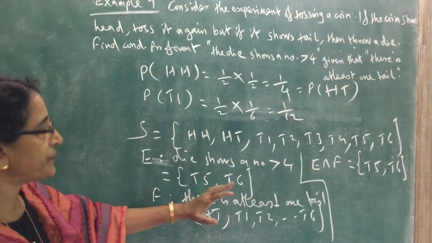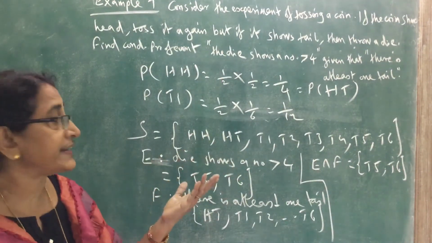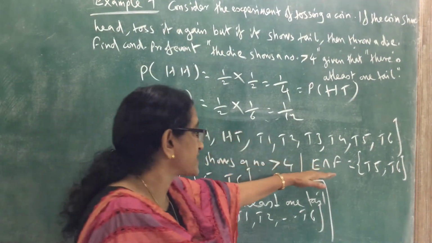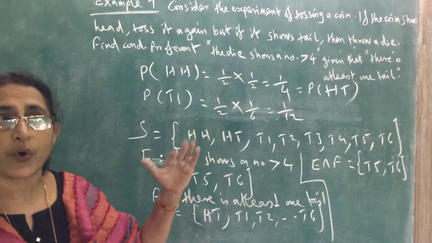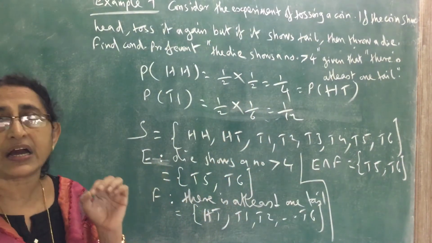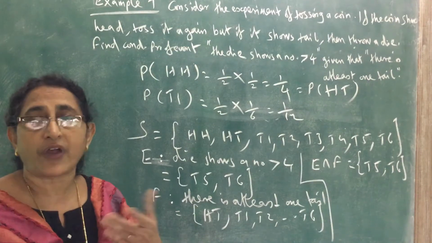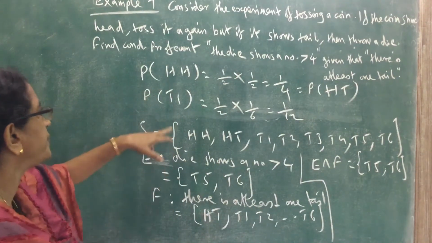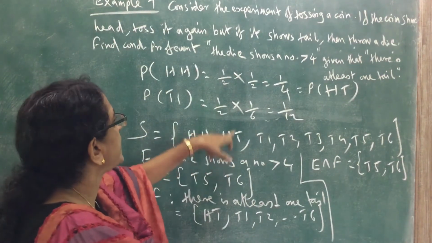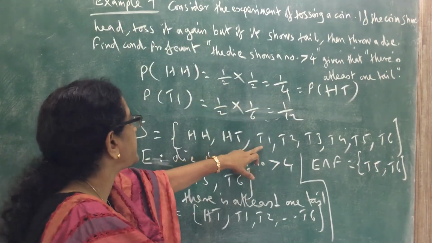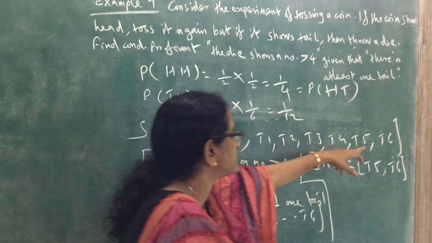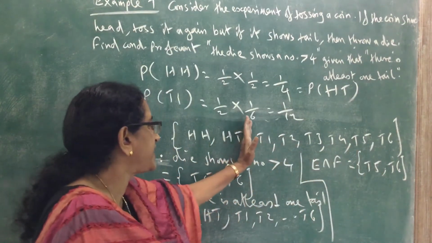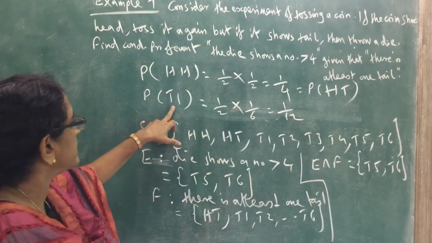Now we can find the probability. Here we cannot directly write number of E intersection F by number of S. I told you, we have to find out the probability of each element, then add. So probability of HH, probability of HT, that is 1 by 4. Probability of T1, T2, T3, etc., T6, all these have the same probability.